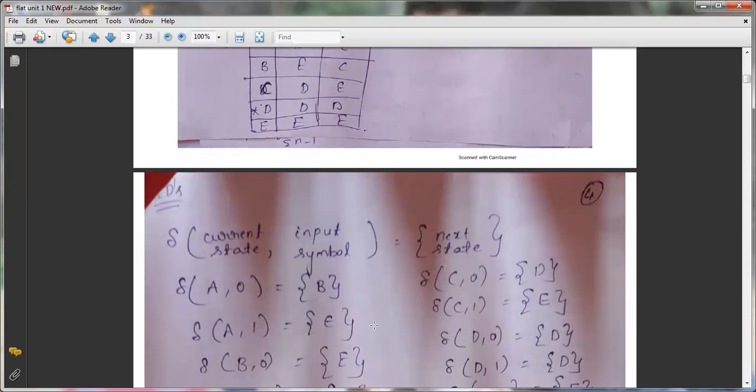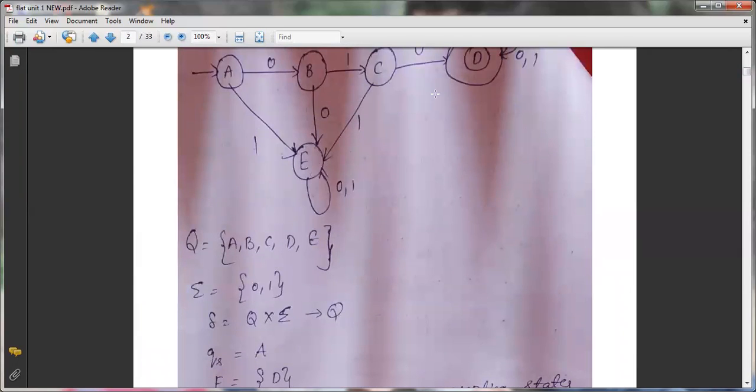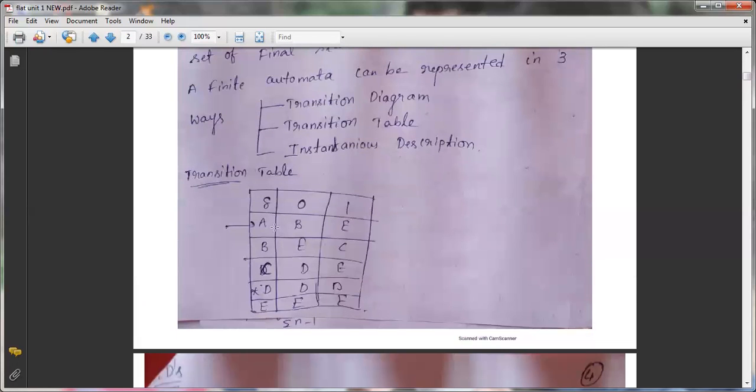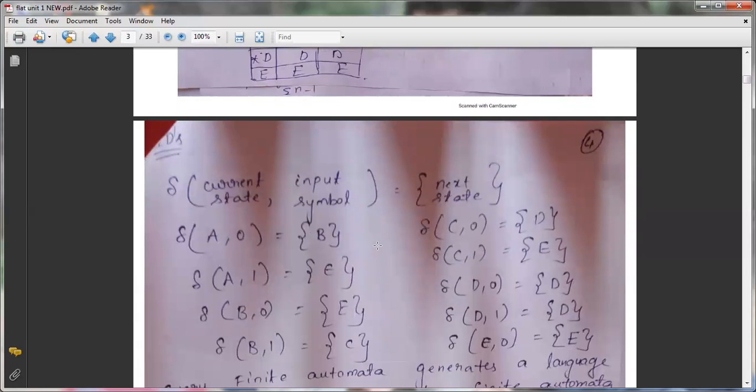Coming to the three ways we can represent: transition diagram, transition table, and instantaneous description. The transition diagram, as I have already mentioned here, this will be the transition diagram. Coming to the transition table, this is the transition table. Coming to the instantaneous description, this instantaneous description is nothing but the current state and input symbol: current state comma input symbol is equal to the next state. So what is the current state? The initial state will always be the current state.